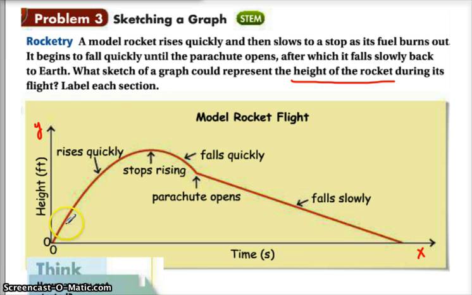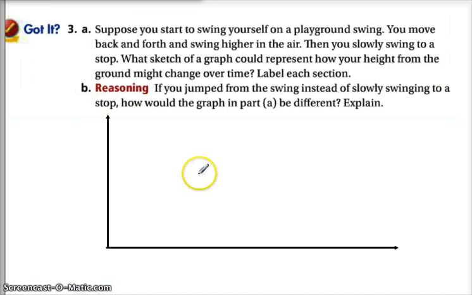So this is an example of how you would read a problem, model it, and label what's happening at each part of the graph. Okay, turn the page. We're going to try one.